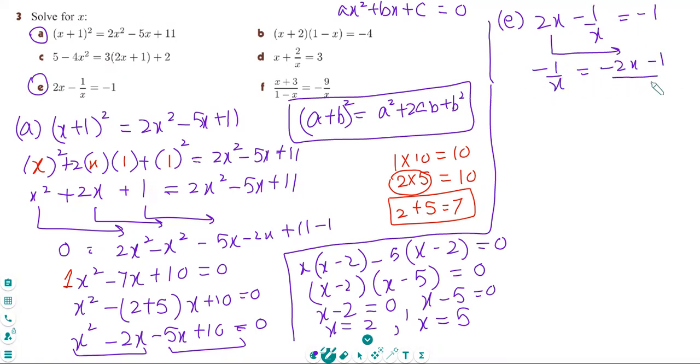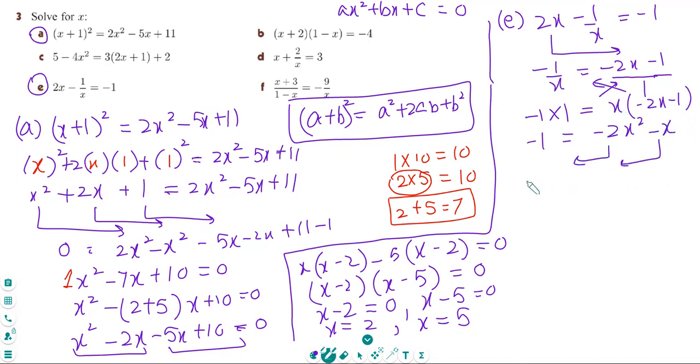If you consider 1 as the denominator of this expression, right? Now you can do the cross multiplication. 1 will be multiplied with negative 1, and this x will multiply this whole thing, minus 2x minus 1. So we get minus 1 is equal to minus 2x squared minus x. Now shifting these two terms to the other side becomes 2x squared plus x minus 1 is equal to 0, which is obviously the general form of the quadratic equation, right?